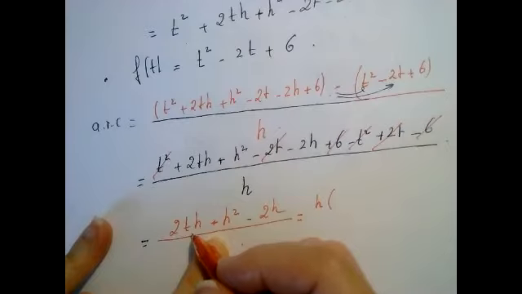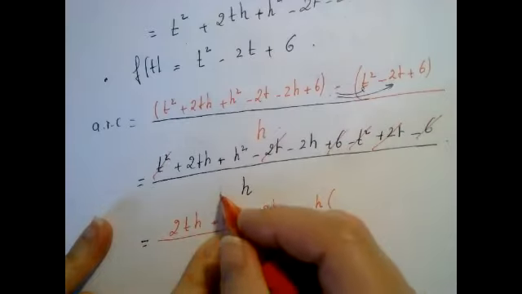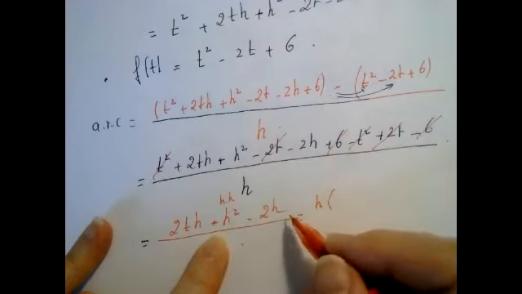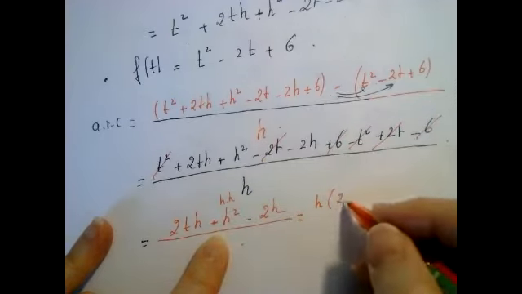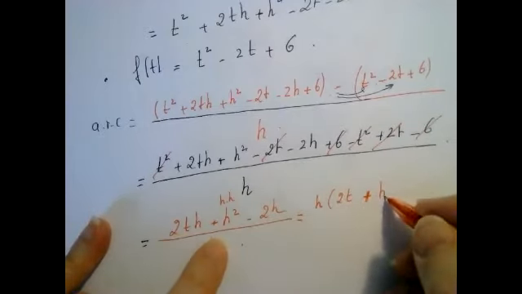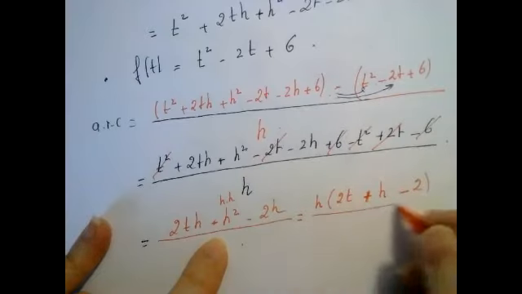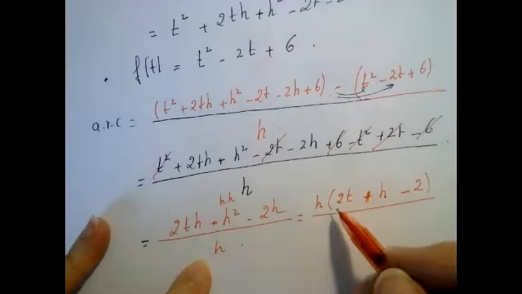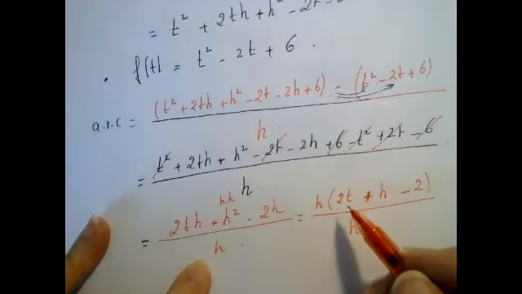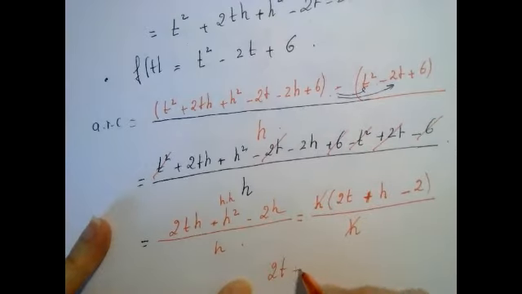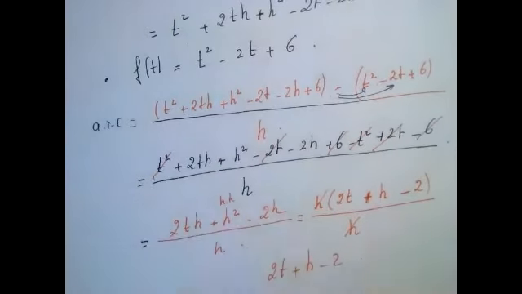H is in this term, so I can factor h here. H squared is h times h, so I can factor here. And this is 2h, so I can factor the h, I will be left with 2t plus 1h, and this will leave me with a 2. So the only way I can simplify the h is if I can factor it in the numerator. If you cannot factor it, you don't simplify. And this would leave me 2t plus h minus 2, and that's the end of the problem.